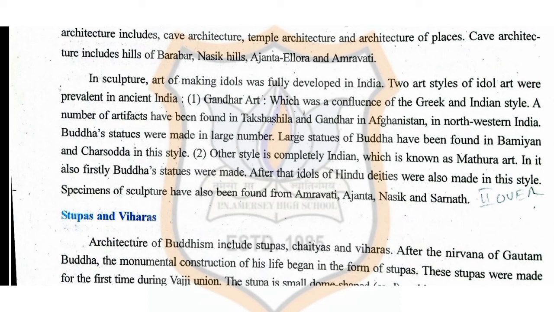Number two, the other style is completely Indian, which is known as Mathura art. In it also, firstly, Buddha statues were made. After that, idols of Hindu deities were also made in this style. Specimens of sculptures have also been found from Amravati, Ajanta, Nasik and Sarnath.